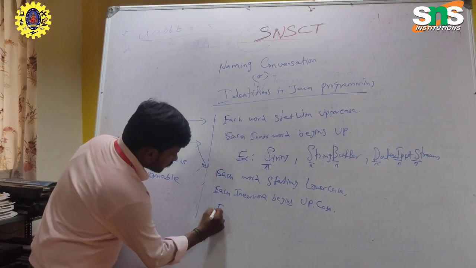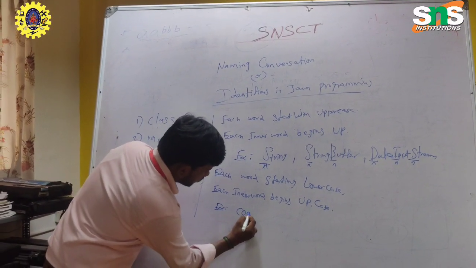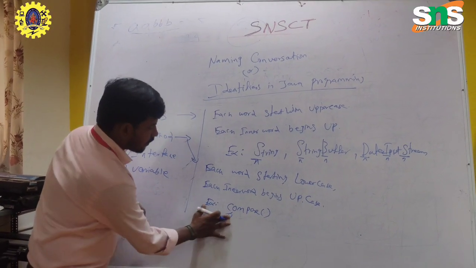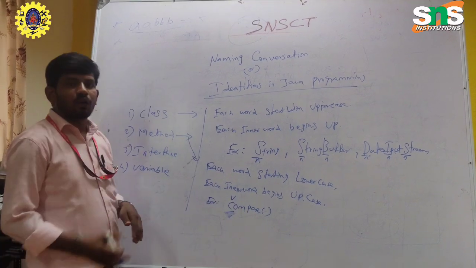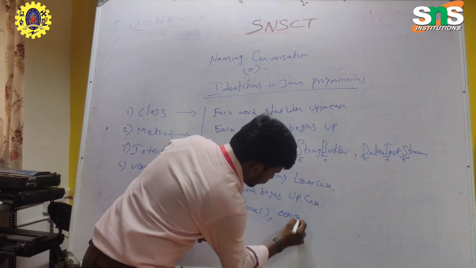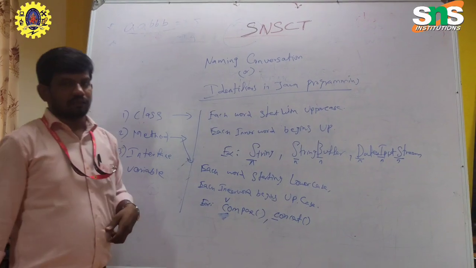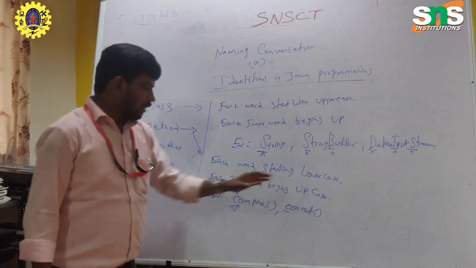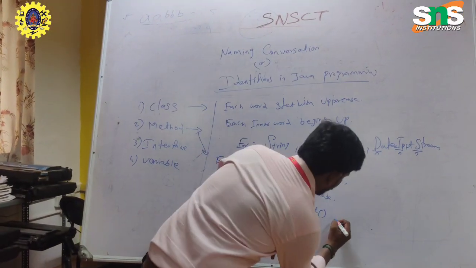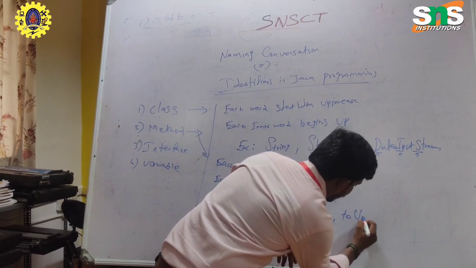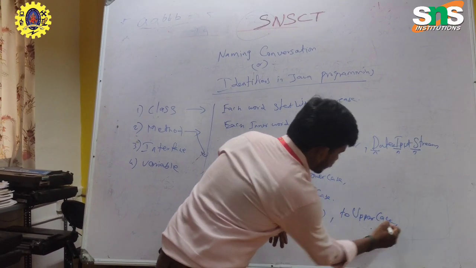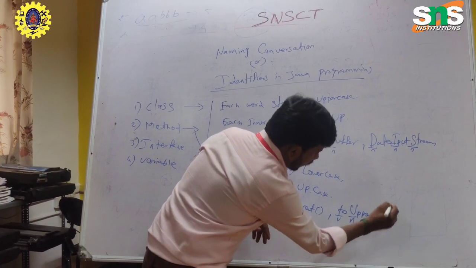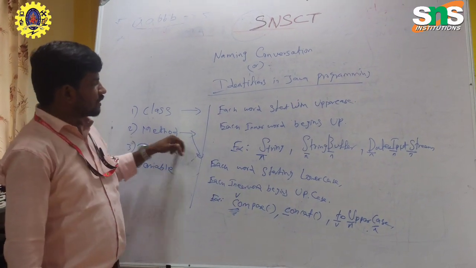For example, compare: C is lowercase. Next, concat: C is lowercase. The next example shows each inner word beginning with uppercase: compareToUpperCase, where T is uppercase, U is uppercase, and C is uppercase. So this is all about method naming convention.